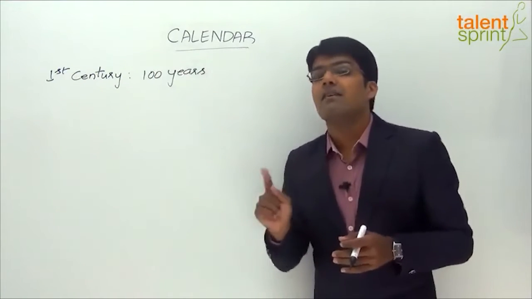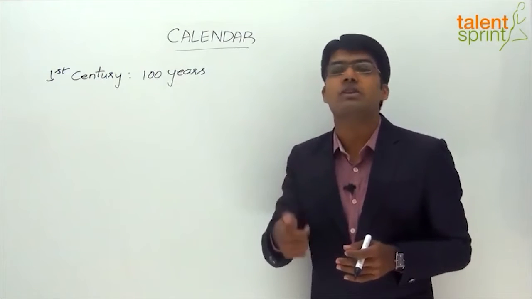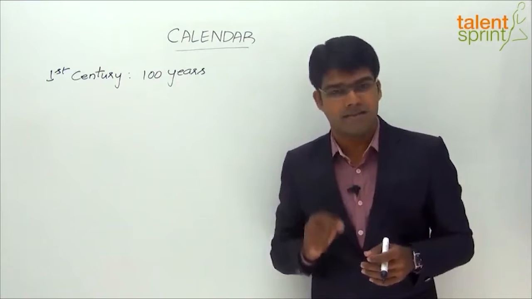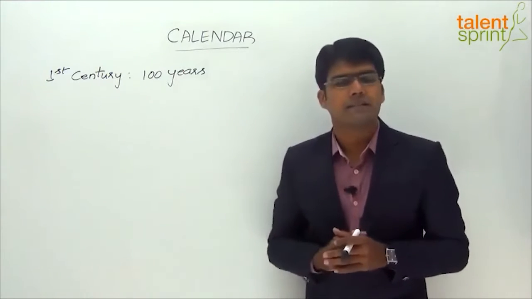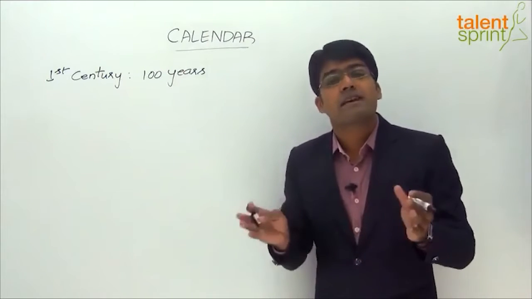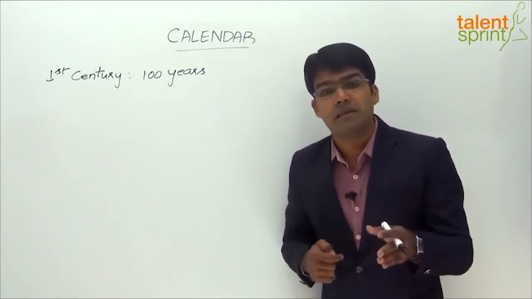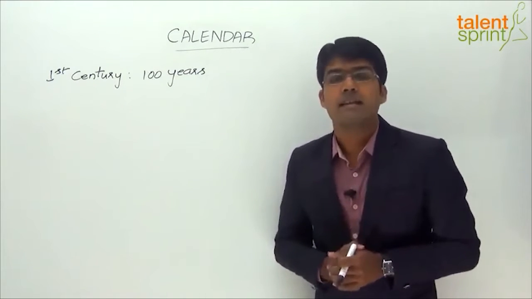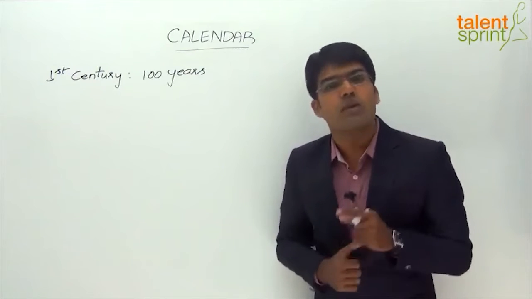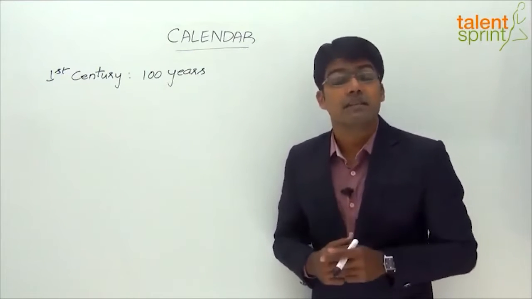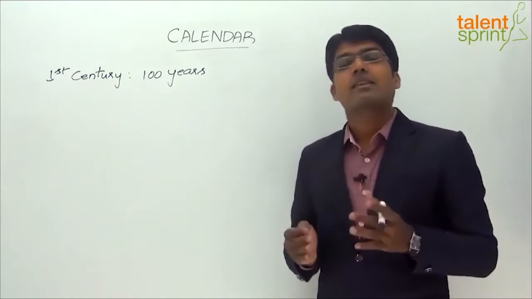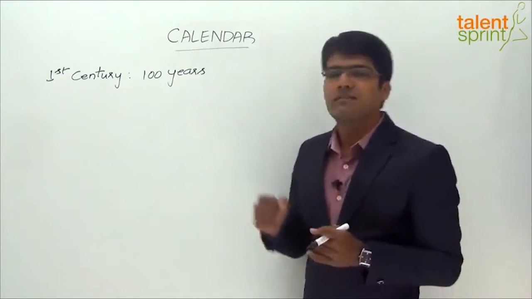The 100th year was not a leap year because it is a century year, and for a century year to be a leap year, it must be divisible by 400, which is not satisfied in this case. So in the first 100 years, we have 24 leap years, and the remaining 76 were ordinary years. And we know that in each ordinary year we have 1 odd day, and in each leap year we have 2 odd days. So based on this, let us calculate the total number of odd days for the first 100 years.